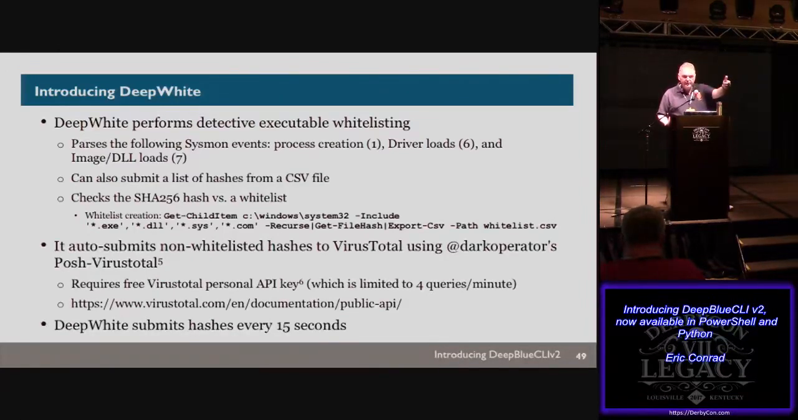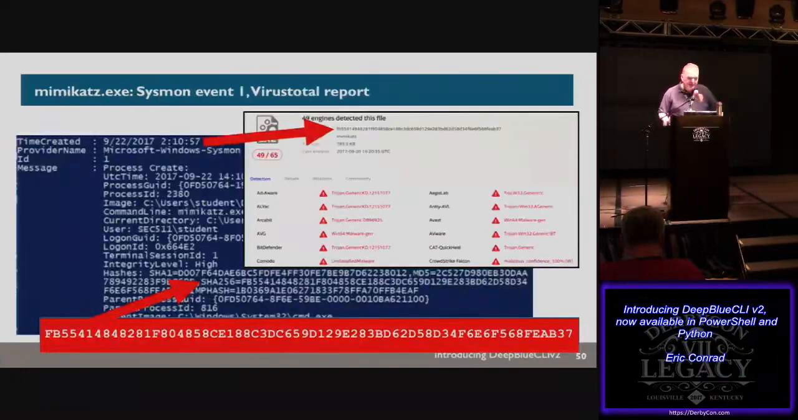So hey, this system's acting weird. Run that command, free, PowerShell. Give me the CSV, and DeepWhite will submit all that stuff if it hasn't seen it before and it's not whitelisted. It's basically automating this process. And once again, if you typed it twice, you should have scripted it once.